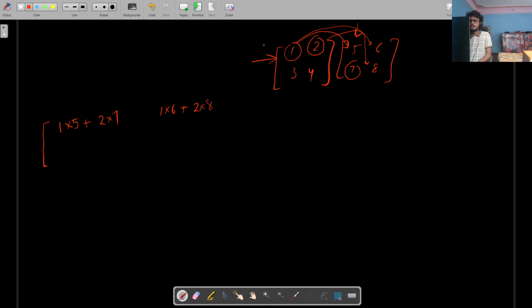So this is done. Now after doing both the columns with one row, change the row. So when you change the row, it becomes 3 and 4. So now 3 multiplied by 5 plus 4 multiplied by 7.